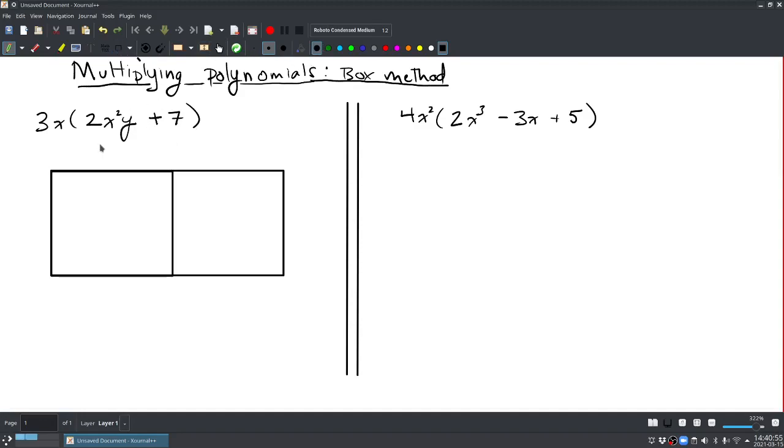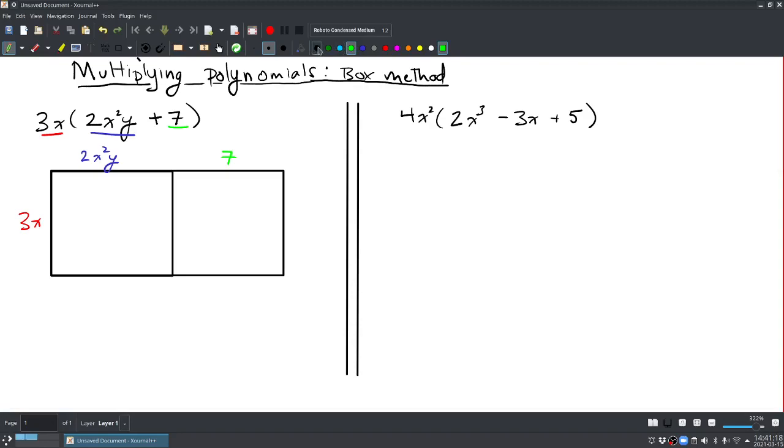And then we label the sides. So we've got our 3x here. So 3x is our length. And then we've got 2x squared y. So let's make the width of the first small rectangle 2x squared y. And then we've got plus 7 here. So let's make the width of the last rectangle 7.